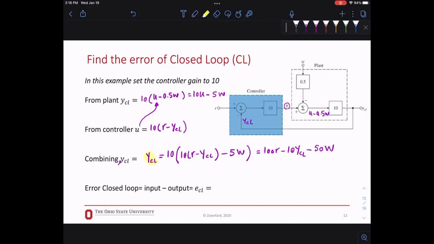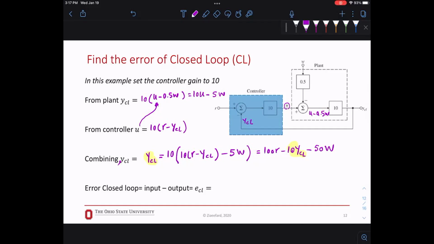I have YCL on this side, YCL on this side, right? So you remember that I needed to find the error, and it should be input and output. I have something else in there, W, right? What should I do with that W? That's the noise from the environment, right? The process noise. Usually when you solve, yes.